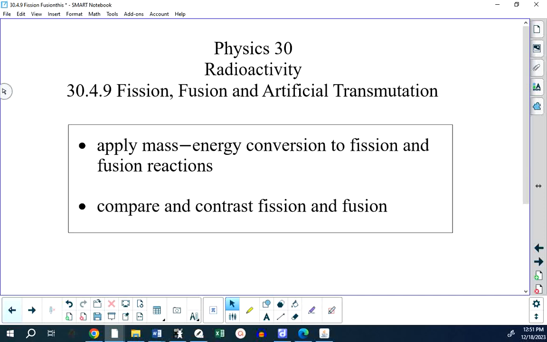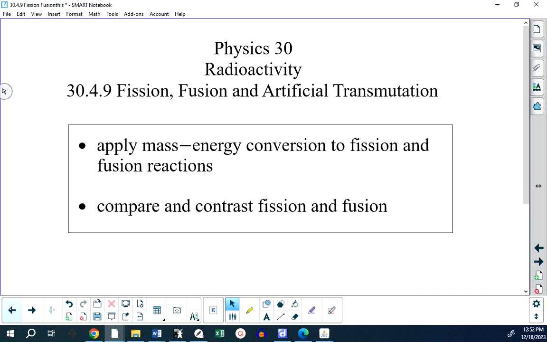But regardless, we're going to have lots of time for review here in this unit. We're looking today at fission, at fusion, and something called artificial transmutation. I guess just to begin with here, we're going to be applying the concept of mass energy conversion or conservation of mass energy to fission and fusion reactions, and potentially even to artificial transmutation reactions.